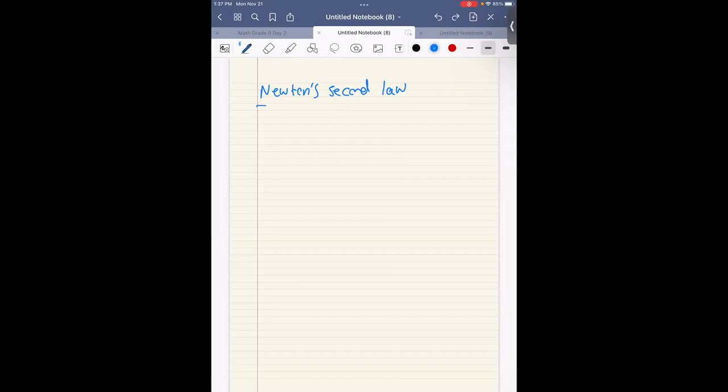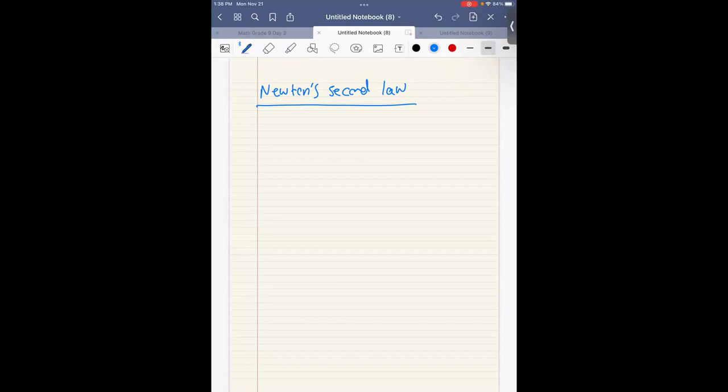What is the second law, guys? Does anyone know? The second law, yeah. F equals ma. That's the third law. No, that's the second law. That's correct. So now, here there are two concepts. One is this: the acceleration of a body is proportional to the net force. That is the first concept.